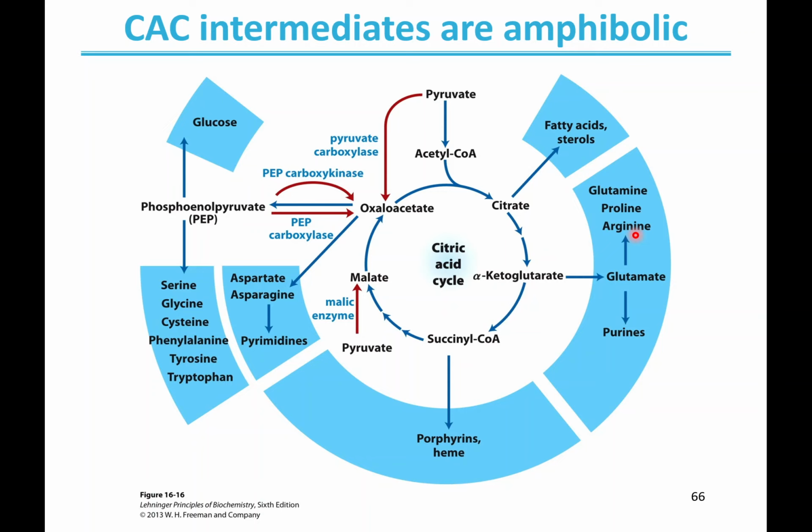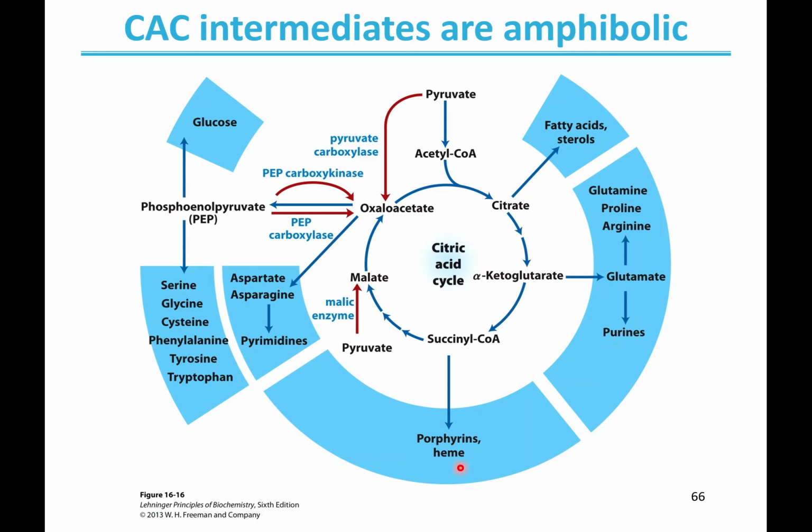Okay. Another important thing about the citric acid cycle is that the intermediates can be used to produce molecules that are needed in the cell. And so that's shown here. There's many different branch points out of the citric acid cycle where you can make fatty acids or sterols with citrate. Things like alpha-ketoglutarate can be used to make glutamate, which is an amino acid. That then can be converted into other amino acids, or it can be converted into purines.